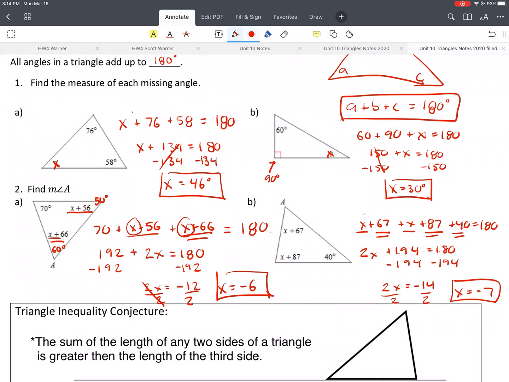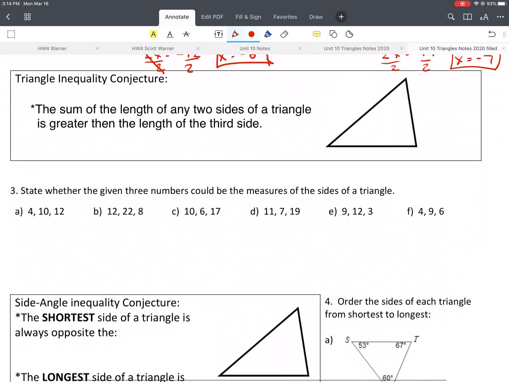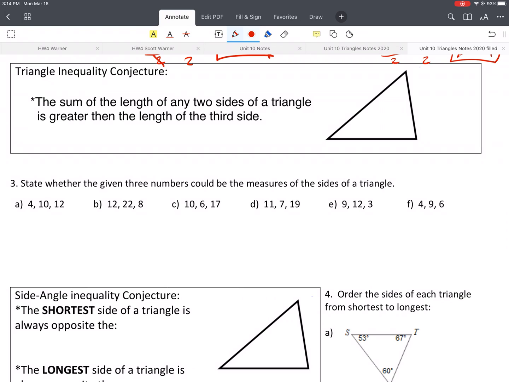All right, so there we've got all the angles of a triangle add up to 180. All right, so the next thing we're going to talk about is the triangle inequality conjecture. Basically, this is the rule for the 3 sides of a triangle. If we had a triangle with a length that's that long, and then 2 other lengths that are really short, that would never make a triangle. This is the rule for whether or not 3 sides can make a triangle.